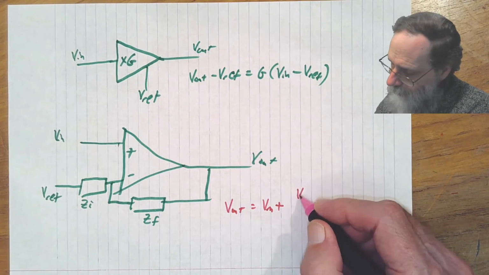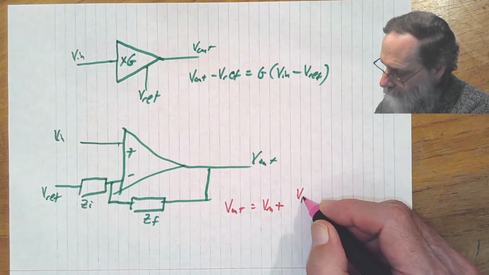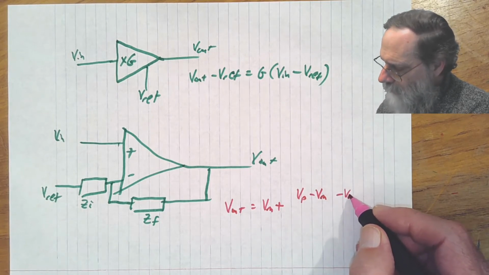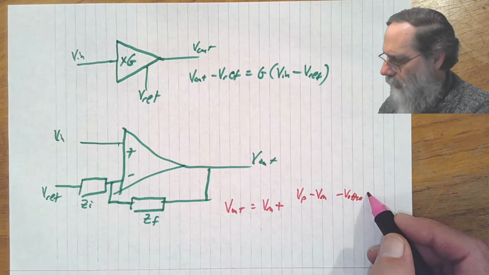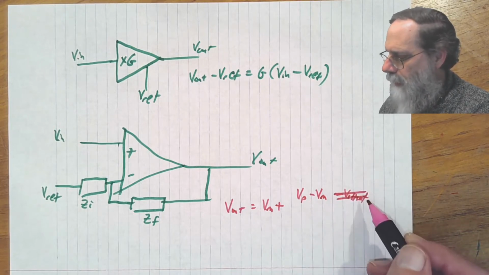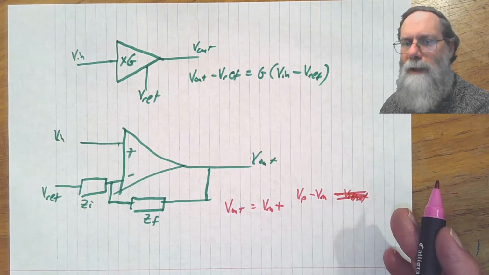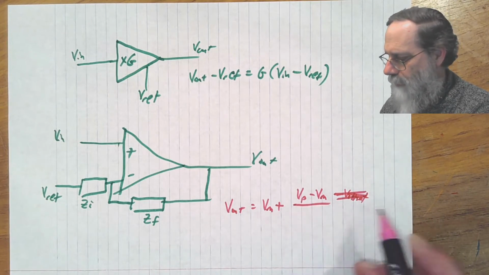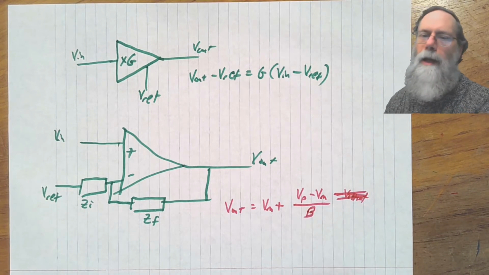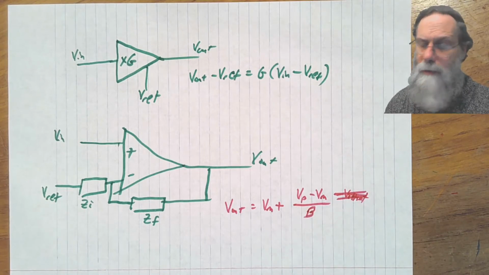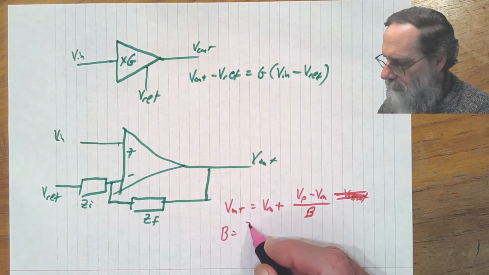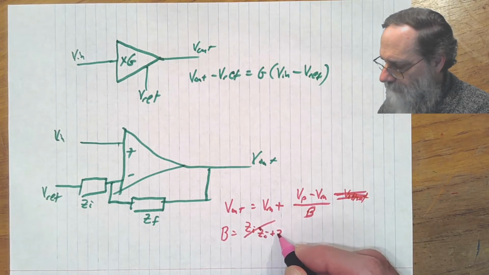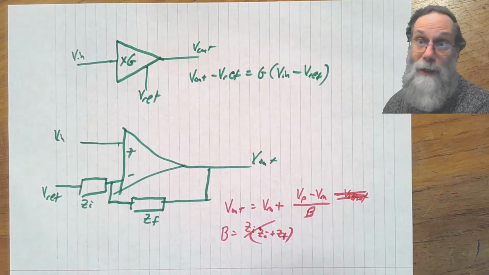VP minus VM. There was a minus V offset there. I'm just going to ignore the minus V offsets. If you need to worry about the offset, any place where we had the VP, you can just subtract the offset from it, and it'll be the same as we had before. So I'm just going to ignore that for now. And that was divided by B. What was B? B was just ZI divided by ZI plus ZF. So the voltage divider gain.